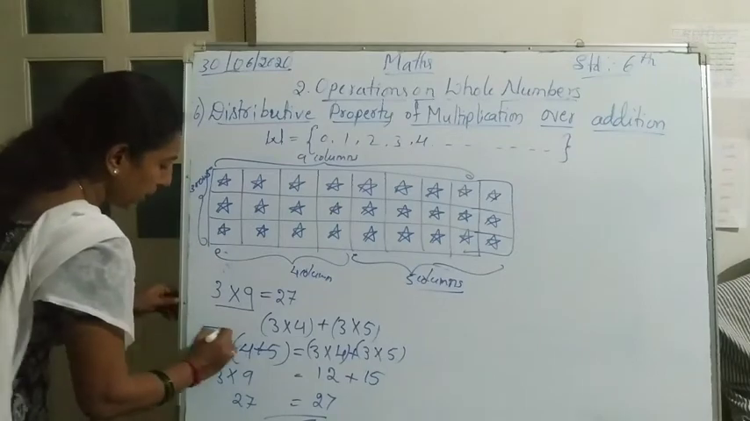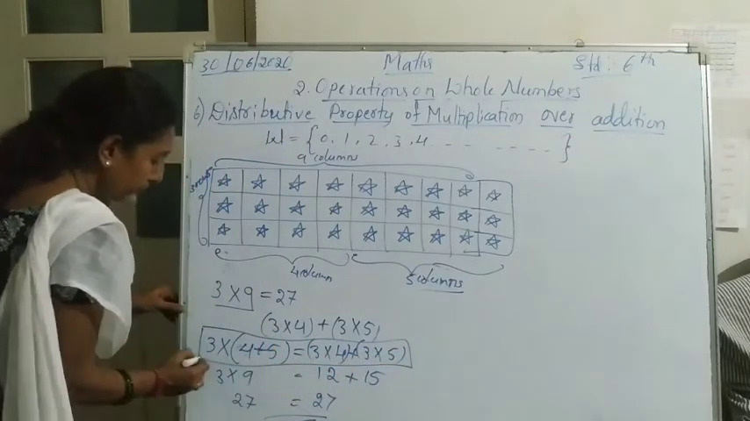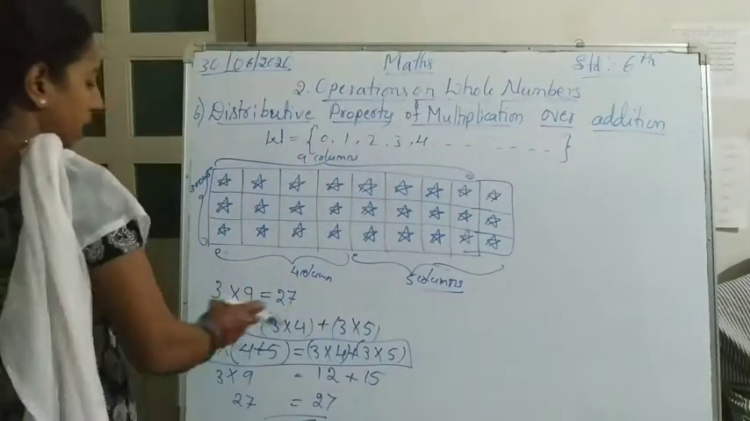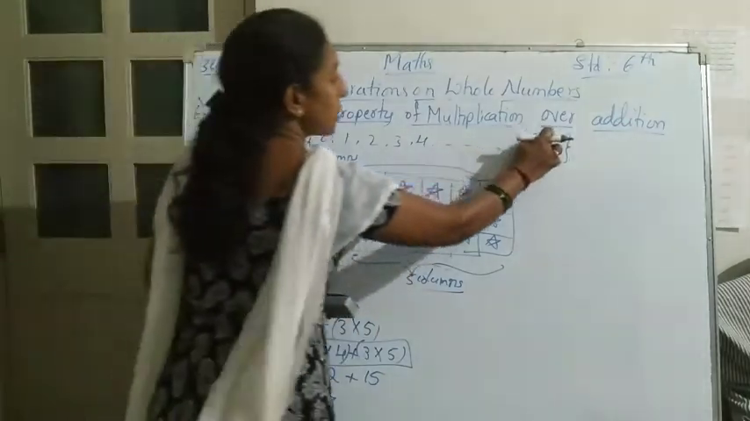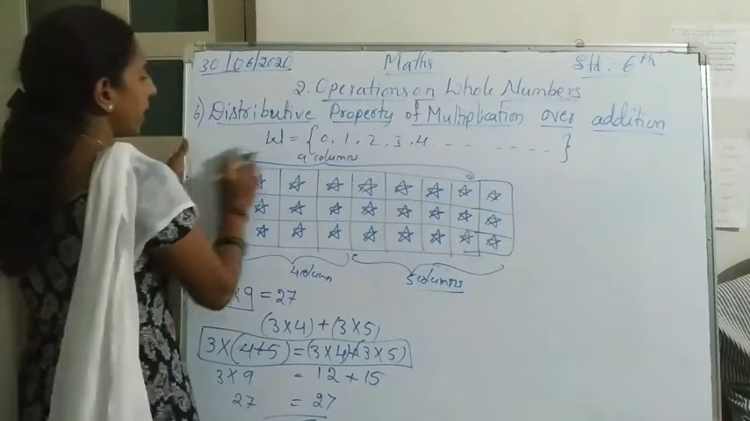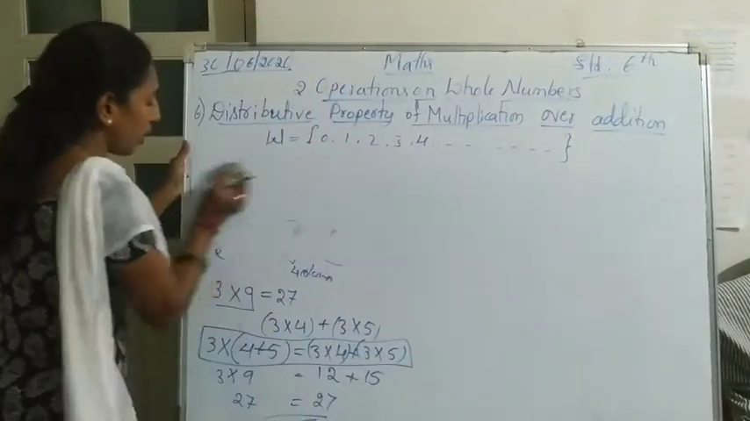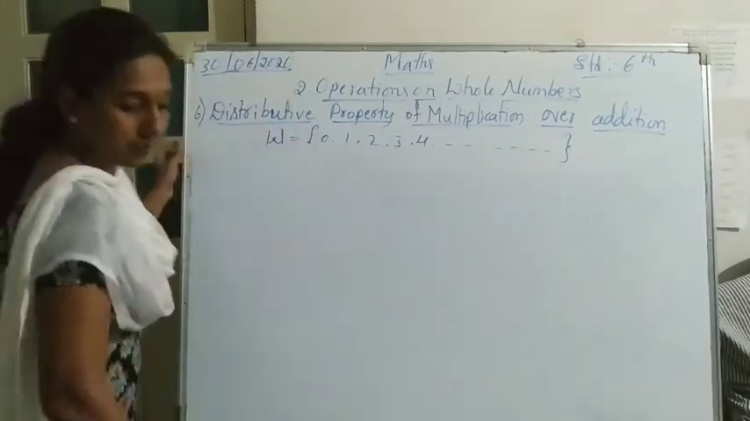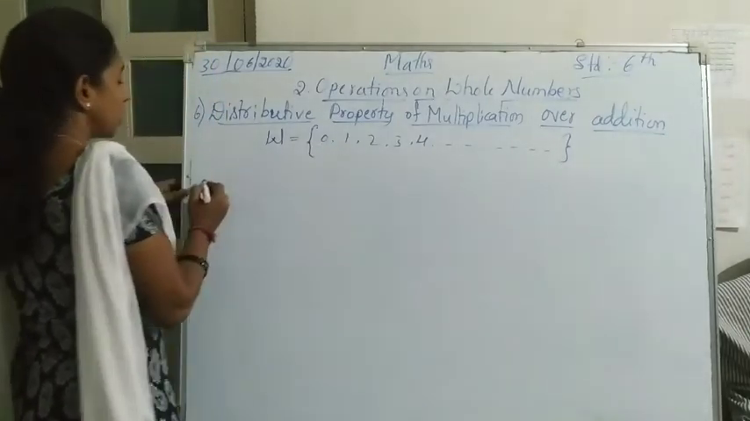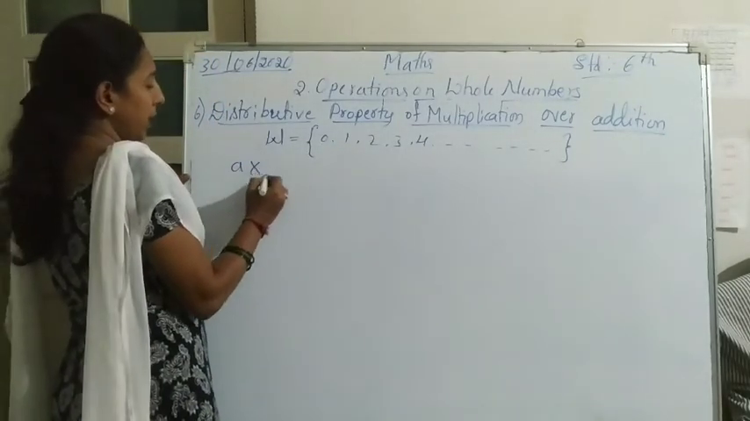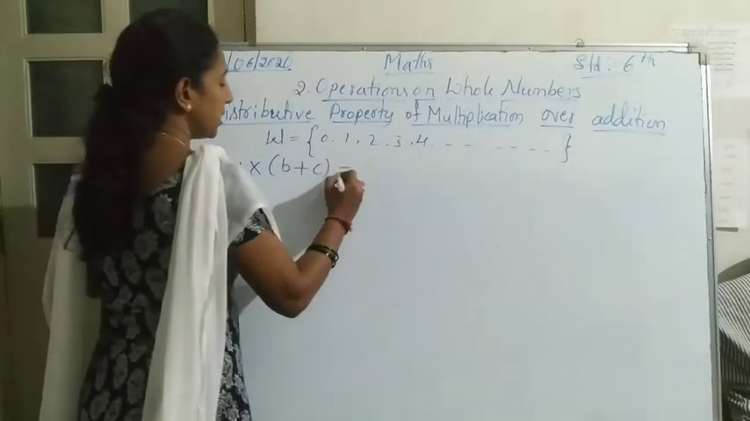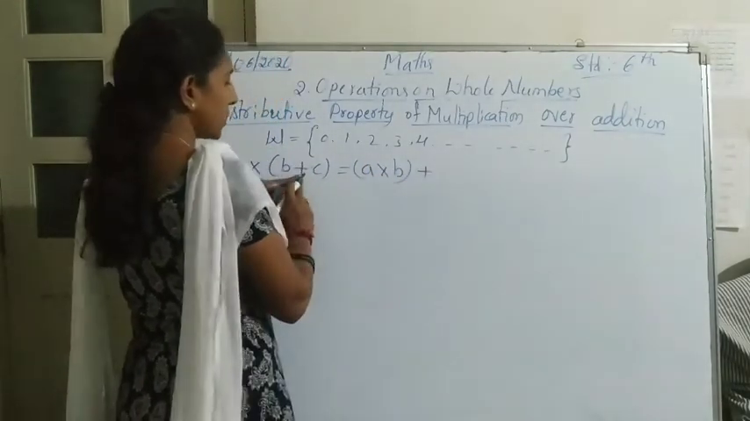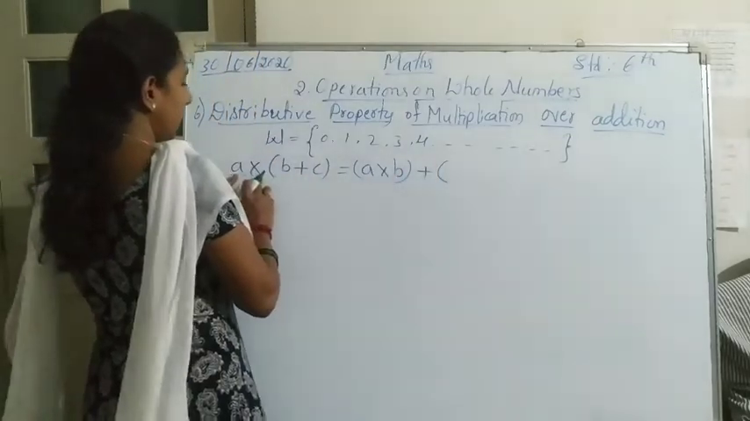So this is called the distributive property. This one we will write in the general formula. In the general formula, what is here? Addition. So we used to say over addition. I will write this one in a proper way and I will explain to you now. So in the general formula, A into (B plus C) is equal to A into B plus A into C.